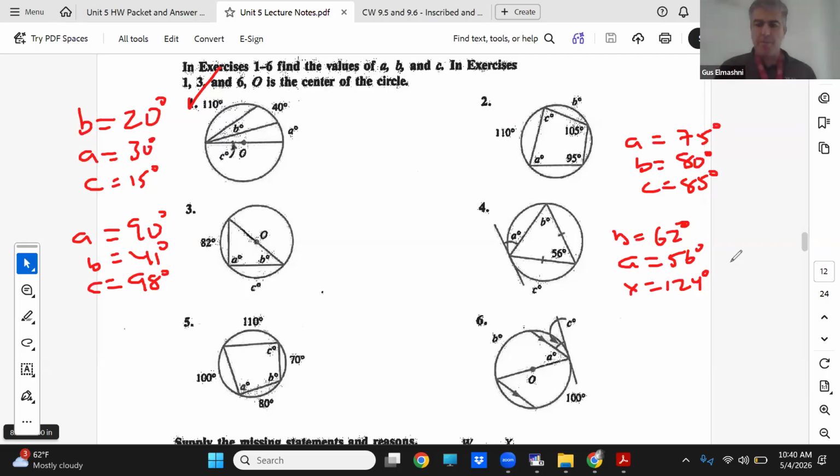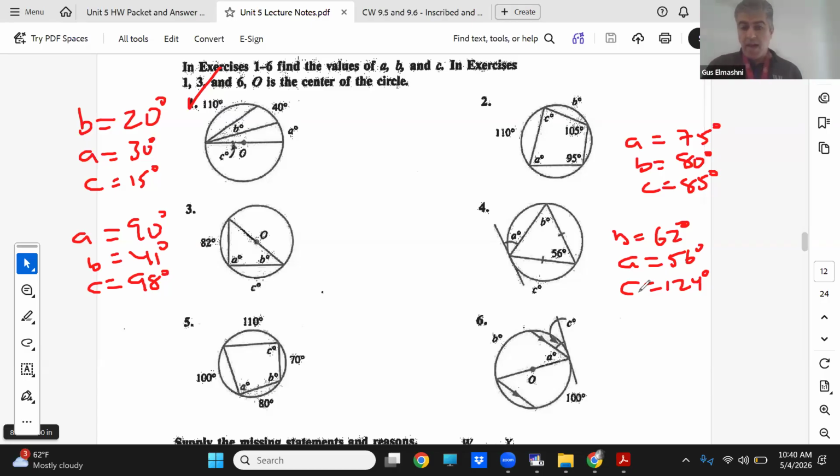And I know I put X. I meant to put C. Sorry, I know I need to get glasses. A tangent line and a chord is always half the arc it intercepts. So the arc's 112. This 56 is half of this, and this angle here is half of 112. I'll do 62 for this one, because you have an isosceles triangle. 56 is the vertex angle, and then you figure out what's left over and divide by 2.